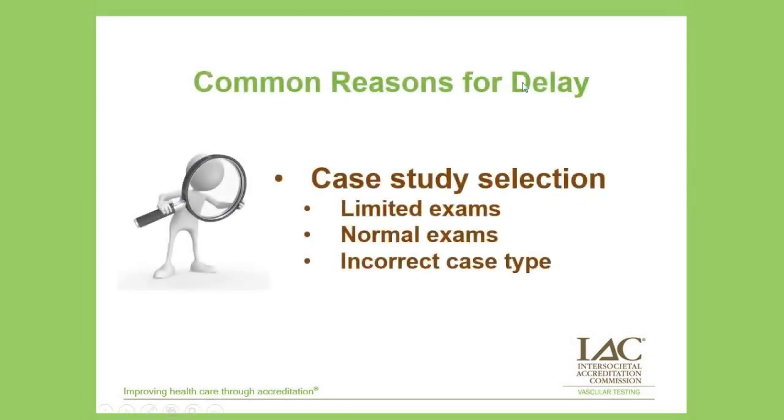Common reasons for delay, things you want to avoid. Case study selection is one of the big ones. Limited exams. So if you have case studies that require bilateral exams, submit bilateral exams. If you have a patient that was difficult and maybe you couldn't see all the vessels, while we understand this is real life, don't submit those cases to us. We want to see your best work. You must submit abnormal exams, so do not submit normal exams, and make sure you're choosing the correct case type. If you have any questions about any of these, I encourage you to call the IAC, speak to one of us, and we'll talk you through it.